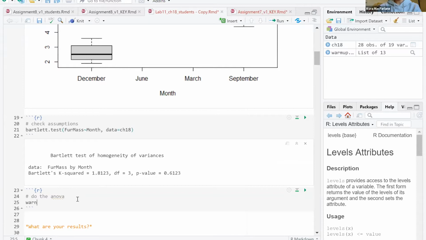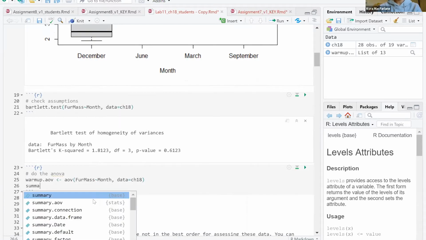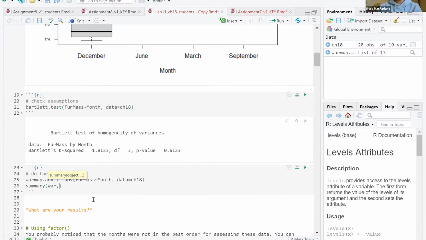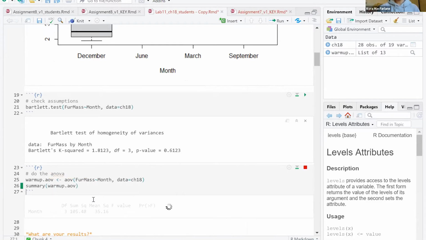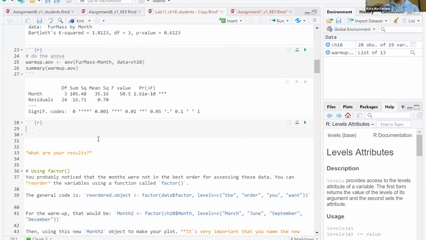So let's see, warm up AOV, and make that. So AOV fur mass by month, data equals chapter 18. To view the results, we have to open it up using summary. And we see that our p-value is very small, definitely less than 0.05. So we are going to reject the null hypothesis. At least two means are different from each other, which means we have to do a Tukey test.